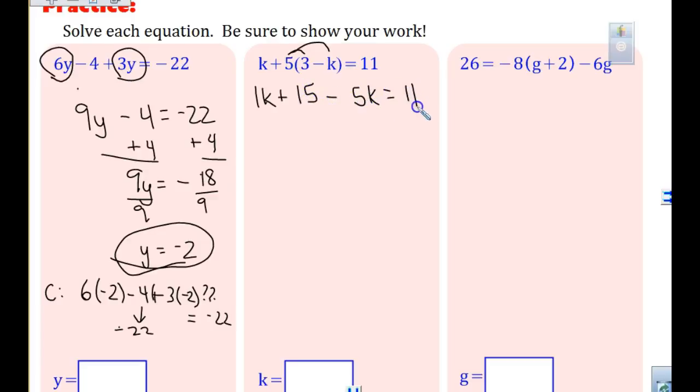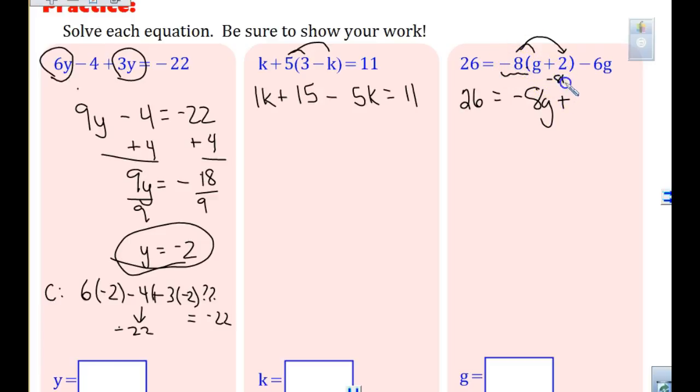If I'm looking at this last one, 26, and then Ellie, if I'm going to get rid of my parenthesis, I'd have what? We would have 1g plus 2. Careful. Distributing. So 8g. And we got to be really careful with the sign. Negative 8g. Okay? Plus negative 16. Right, because we're taking negative 8 times 2, which gives us a negative 16, and then minus 6g.